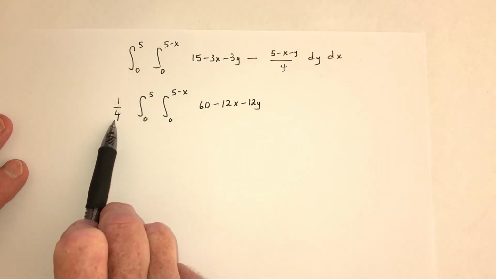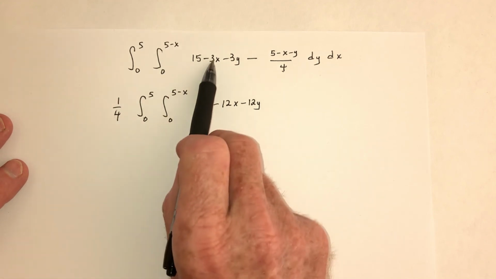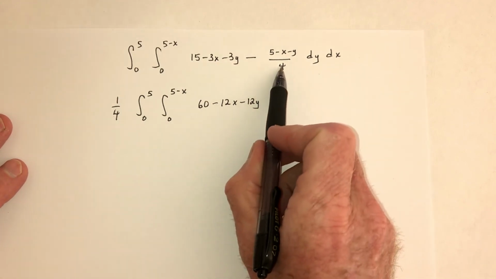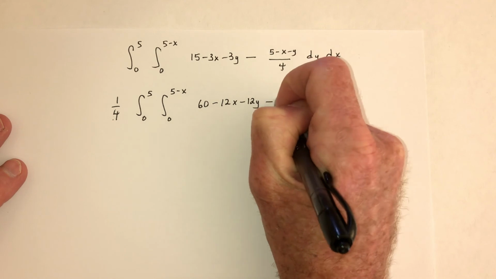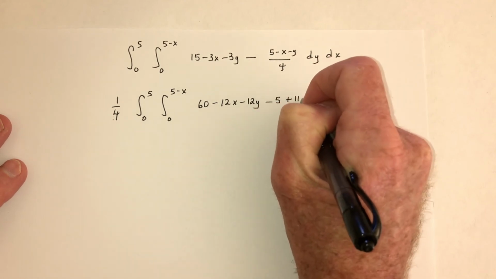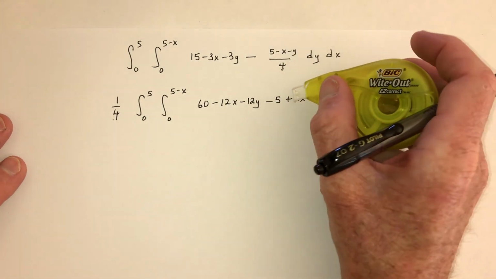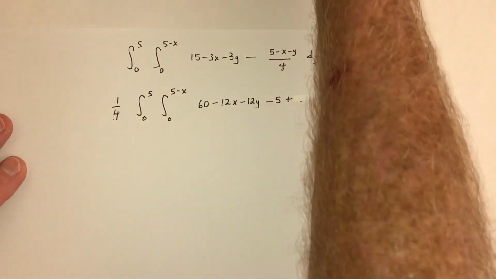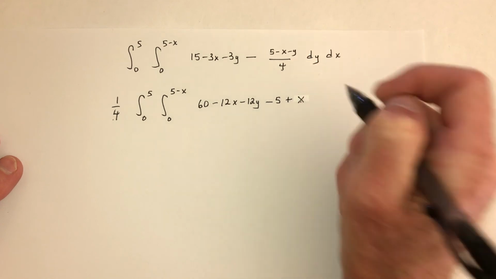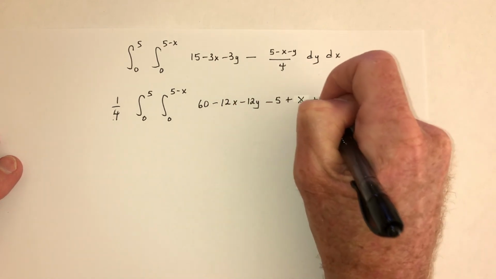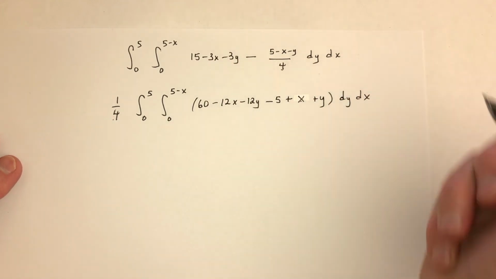And you could check it because if you distribute this 1/4, 1/4 of 60 would be 15. 1/4 of negative 12 will be negative 3x, etc. And this one got factored out. So all that's left is minus, and I do need to distribute the negative. So minus 5, and then plus 11x. 11, where did I get that? Hold on. I rarely do this on camera, but I'm not going to redo it just because of that. Okay, so negative negative will be plus an x, and then negative negative will be plus a y. Then dy, then dx.